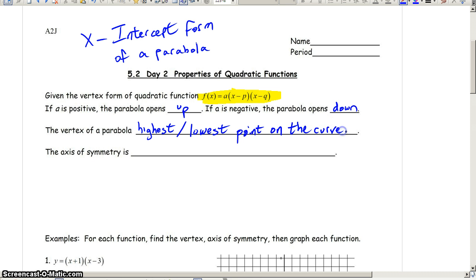What we're seeing is we have x minus p, x minus q. If I were to let x equal p, p minus p is 0, this whole expression would cancel out to 0. Similarly, if I were to let x equal q, this entire expression would cancel out to 0 as well. That means our y values would be 0. And what we find is that when our y values are 0, we are on the x-axis. We will have an x-intercept. So what we have here are x-intercepts of p and q.